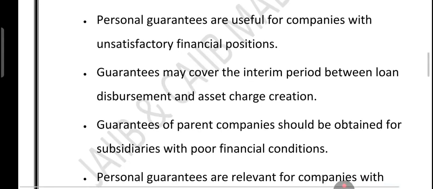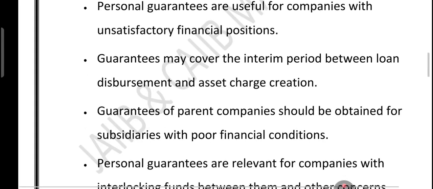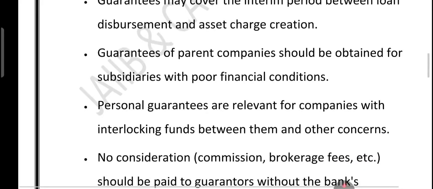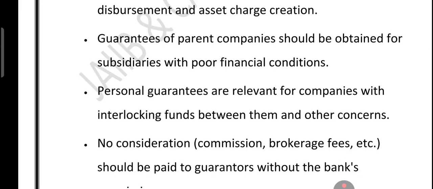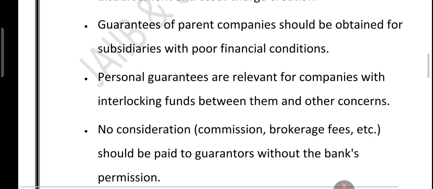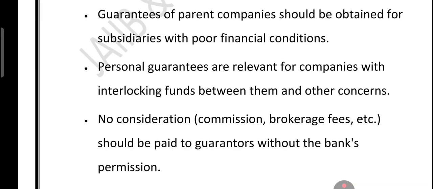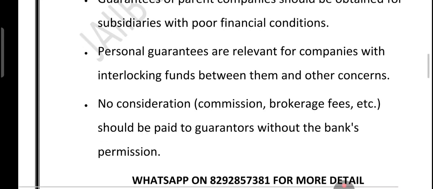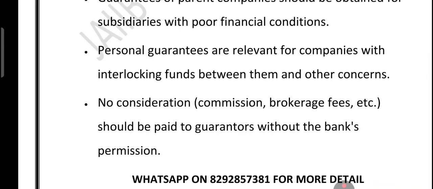And personal guarantee is also useful when there is interlocking of funds. So what is called interlocking of funds? It is when multiple businesses are connected financially, so in that case, personal guarantees are also useful. And finally, in the period between the loan disbursement and creating a legal charge on the asset, a personal guarantee keeps the bank protected. One last thing, no thank you money.